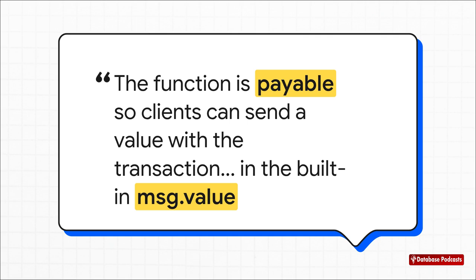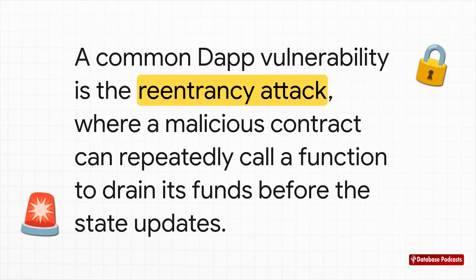It's just one keyword. And when you do that, you automatically get access to two super important global variables: msg.sender, which is the wallet address of the person calling the function, and msg.value, which is how much Ether they sent. It's that simple. But the moment you start handling money in code, security has to be your number one priority.